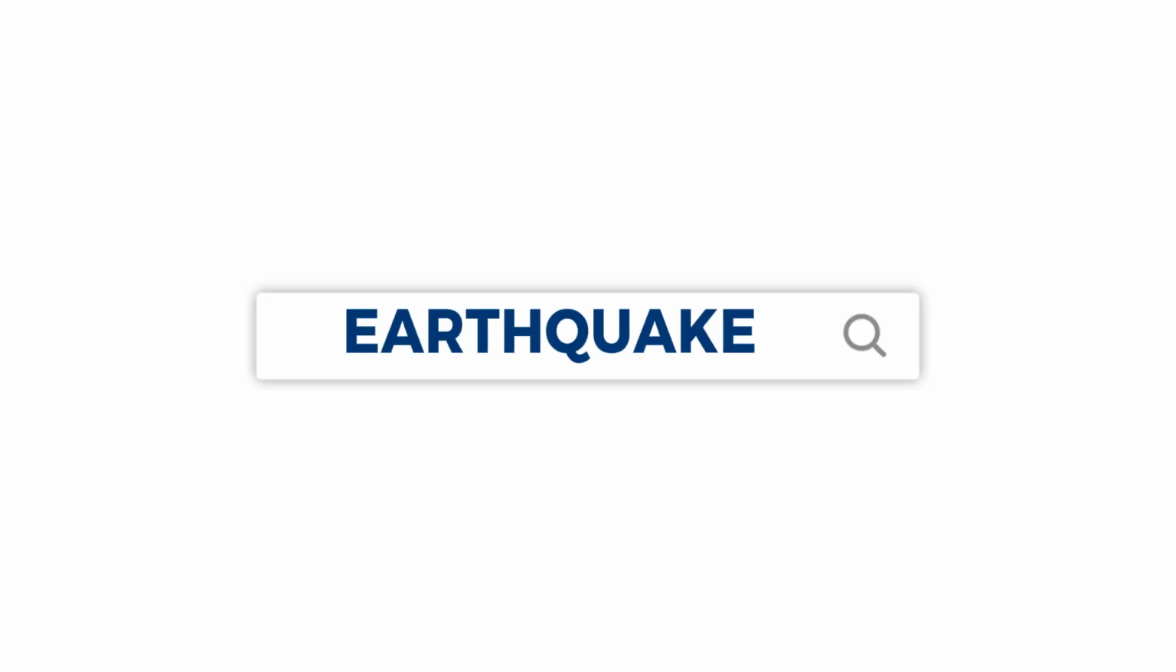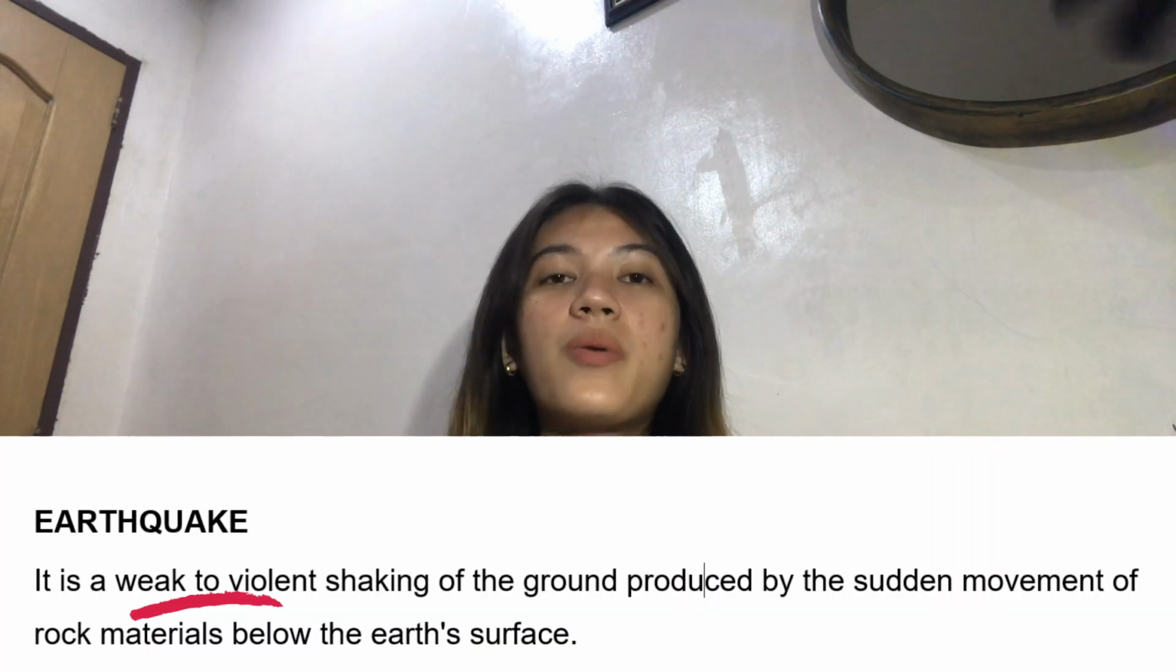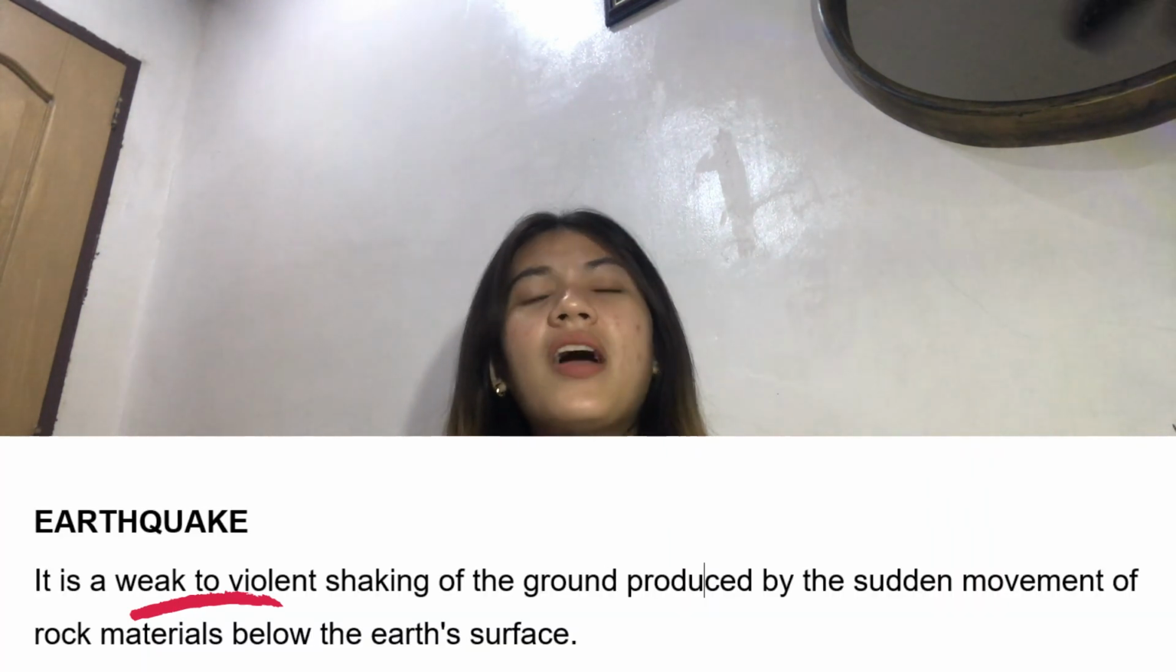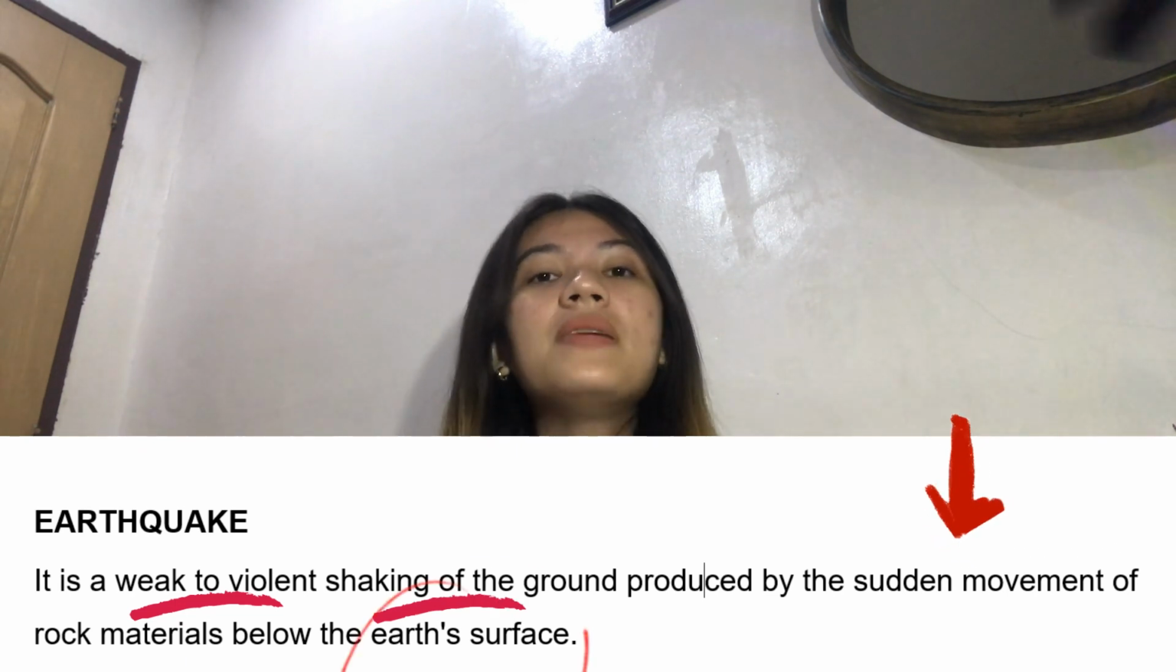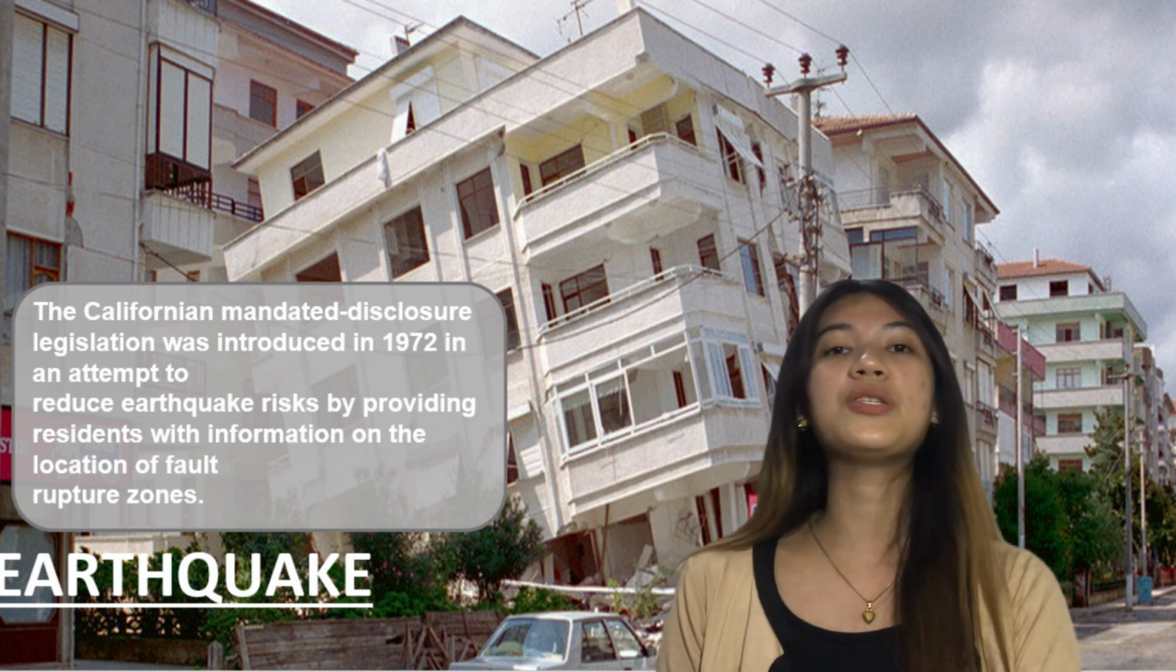Next is earthquake. I know we are all familiar with earthquakes, but to formally have a definition, an earthquake is a weak to violent shaking of the ground produced by the sudden movement of rock materials below the earth's surface. So, here is the picture of an earthquake.